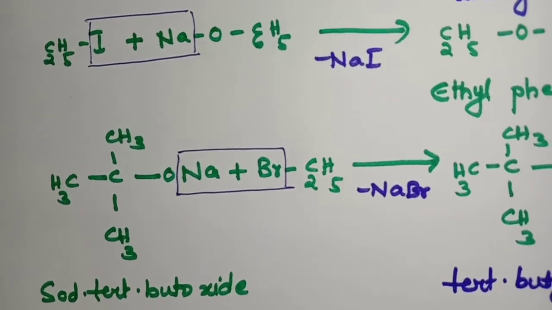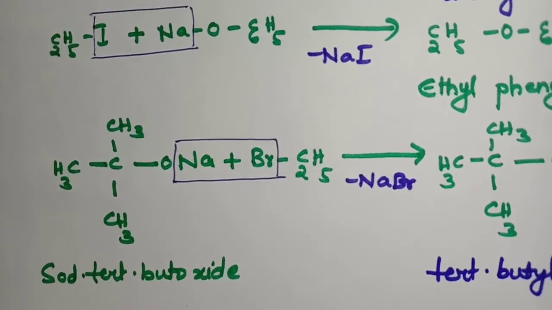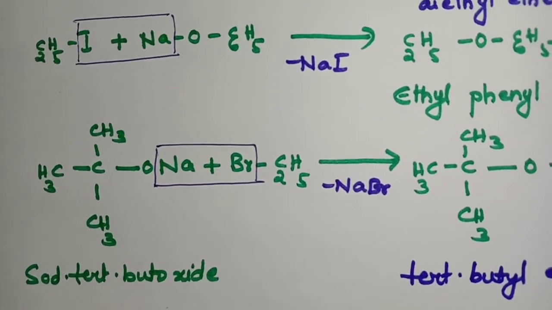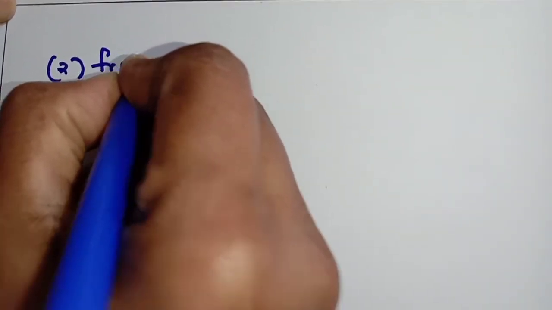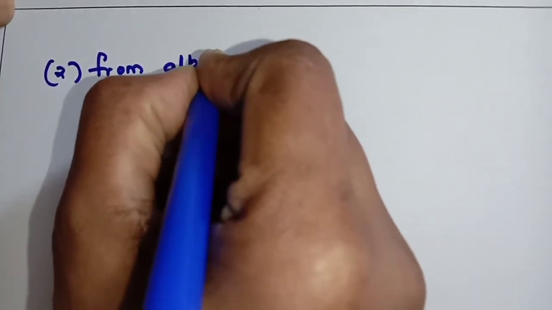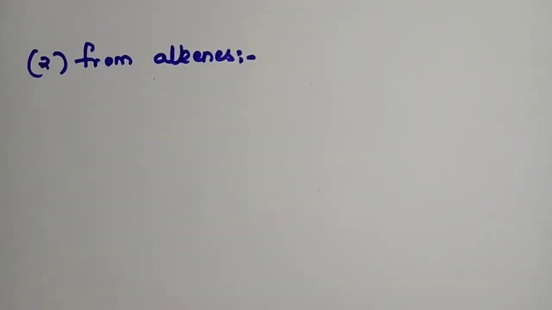So this is all about the first method, that is Williamson's synthesis. Okay, next, second method, from alkenes. So put the side heading, from alkenes.